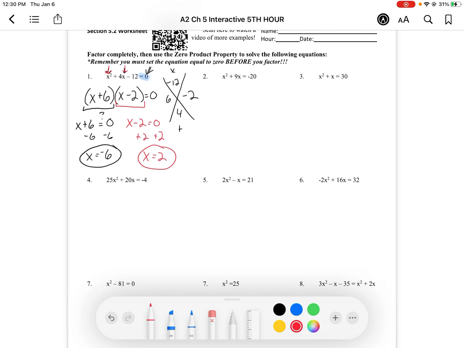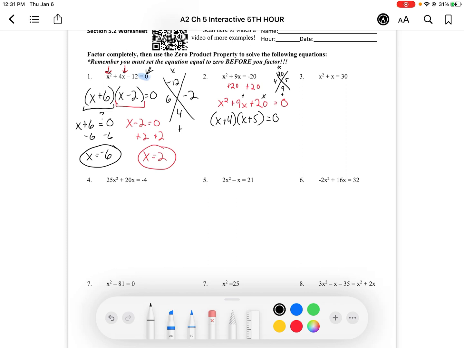Now number 2 is not set equal to 0. So we need to set that equal to 0 first. So you get x squared plus 9x plus 20 equals 0. Now we can factor and use the zero product property. So numbers that multiply to 20 and add to 9: 4 and 5. So x plus 4 times x plus 5 equals 0.